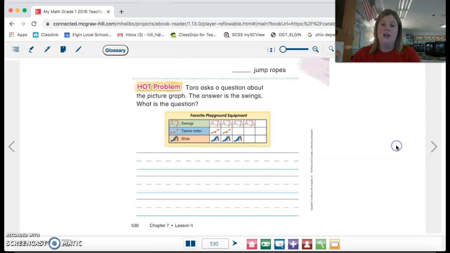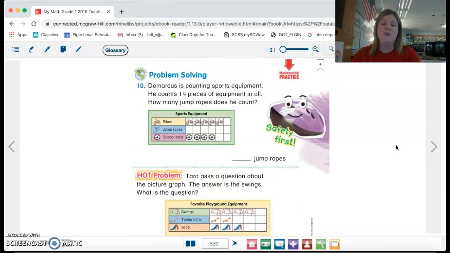All right, and then our last part up here, it says DeMarcus is counting sports equipment. He counts 14 pieces of equipment in all. How many jump ropes does he count? So let's count our bikes and soccer balls, okay? So bikes, 1, 2, 3, 4, 5. Soccer balls, 6, 7, 8, 9. So if we have 14, take away 9, how many will we have left?